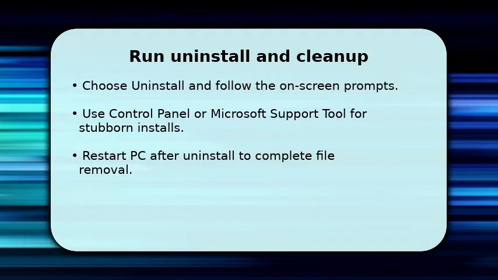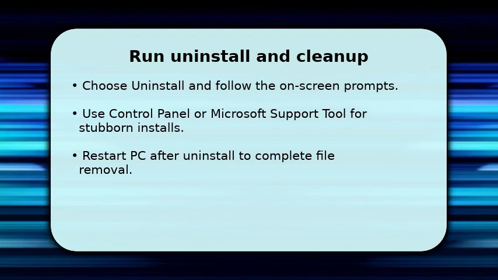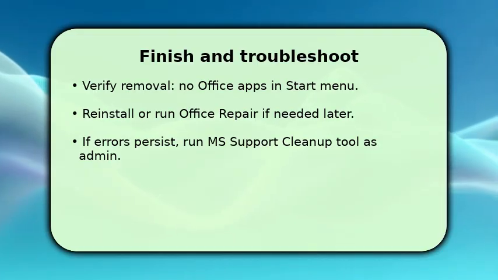After the uninstaller finishes, check Program Files and Program Files (x86) for leftover Office folders and delete them manually if needed. Make sure to restart your computer to finalize registry and file cleanup. You should confirm Office is gone by checking the Start menu and searching for Word or Outlook. Absence means a full uninstall.